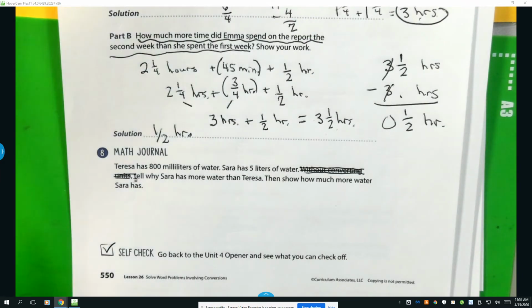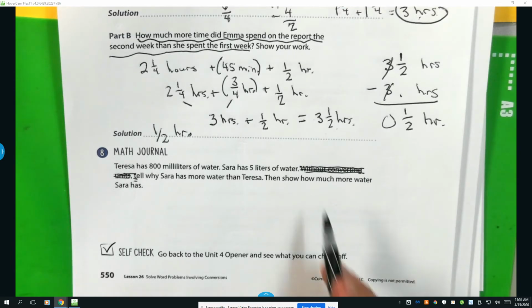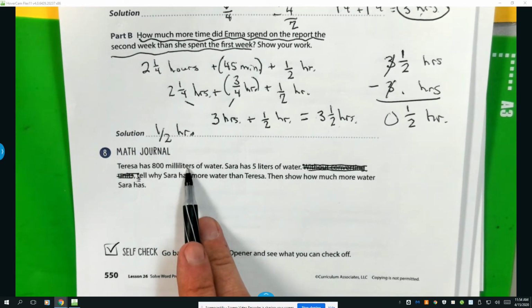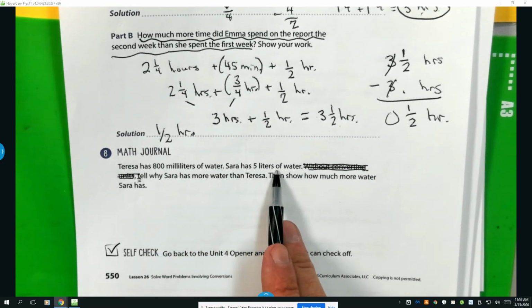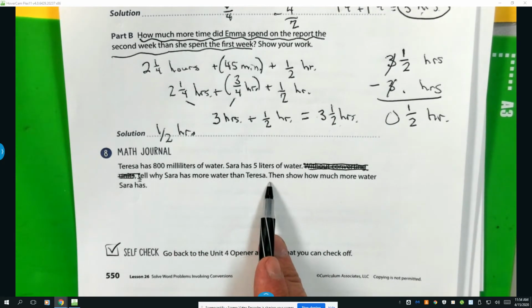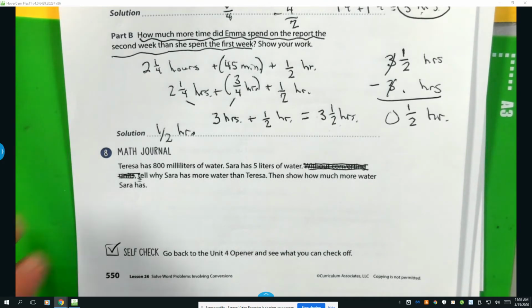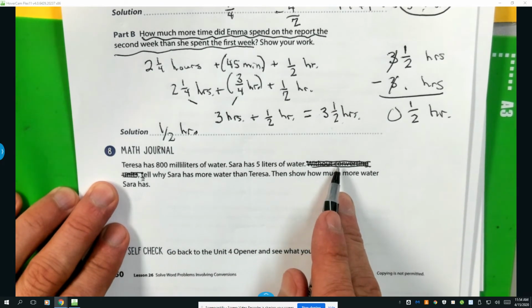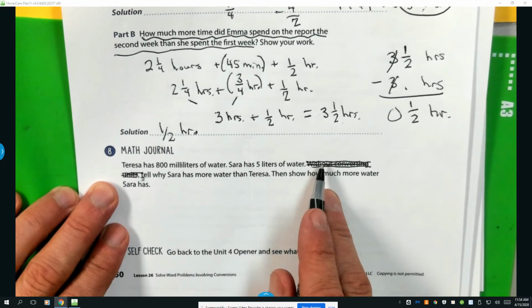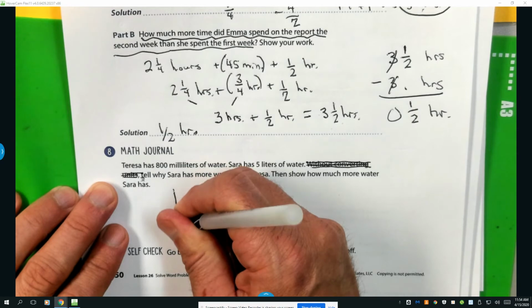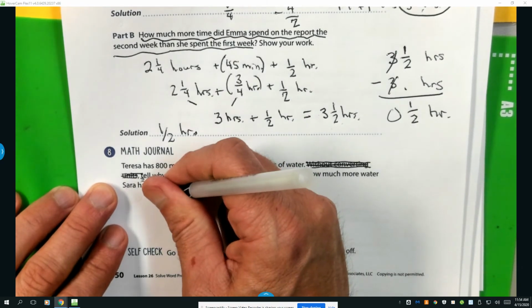Last question, if you can believe it, how fast this one went. All right. And I scratched something out because I didn't like the question. Teresa has 800 milliliters of water. Sarah has 5 liters of water. Tell why Sarah has more than Teresa. Okay. Now, this says without converting units, tell why. I didn't like that because you're going to convert mentally. So why pretend that we aren't converting? We are. Okay, so let's go liters to milliliters.